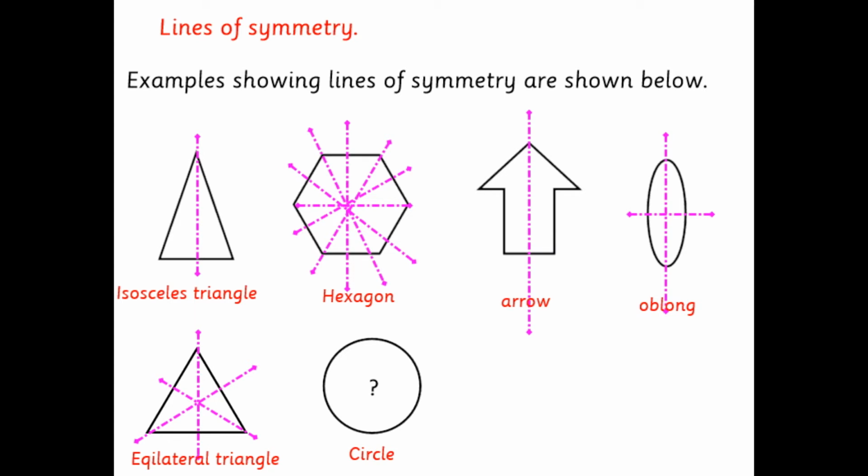This shows some examples of the lines of symmetry. They've probably done this before in junior school anyway. But there's an isosceles triangle. There's one line of symmetry. That's all it's got. The hexagon has got lots of them. You see the line of symmetry through there. You could rotate it or turn it that way. A line of symmetry that way. And the arrow has only got one line of symmetry. And the oblong has got 2 lines of symmetry. One there and one there. And the equilateral triangle has got 3 lines of symmetry. And that's the centre of the equilateral triangle. The circle, well, that's got as many as you want. An infinite number of lines of symmetry.